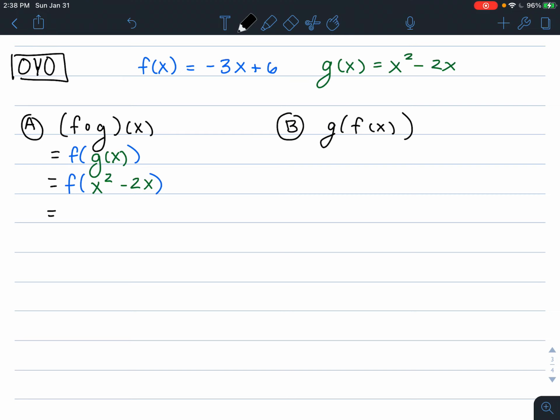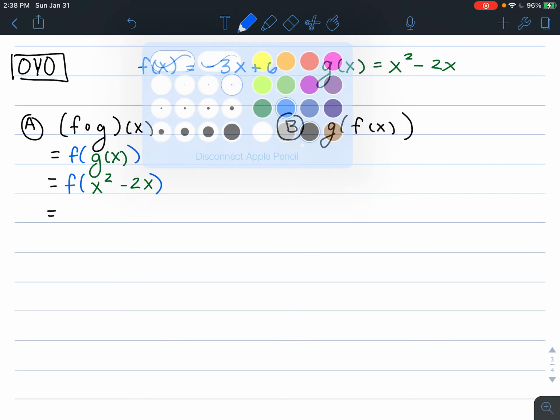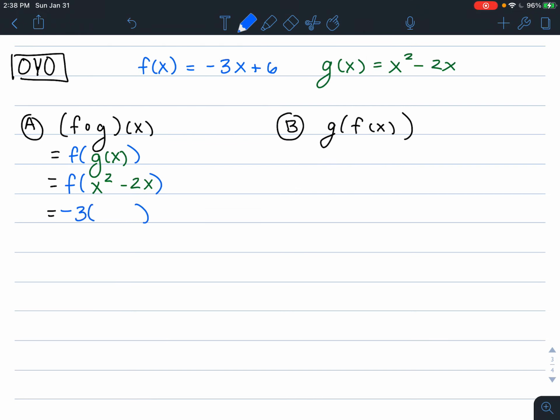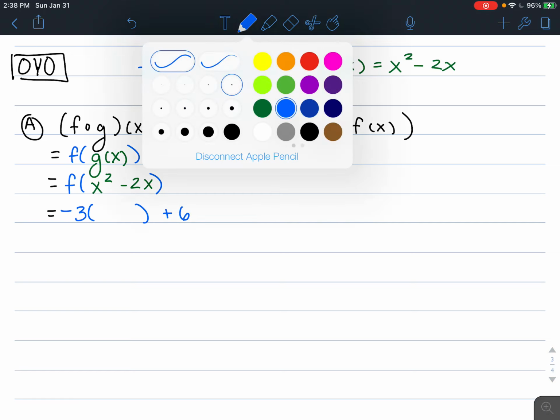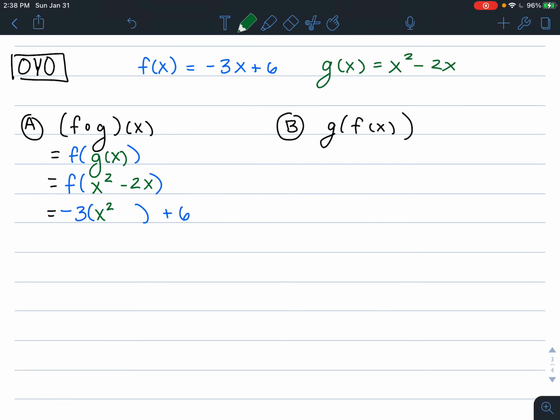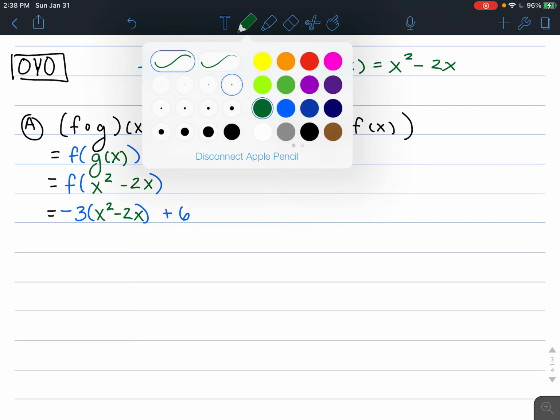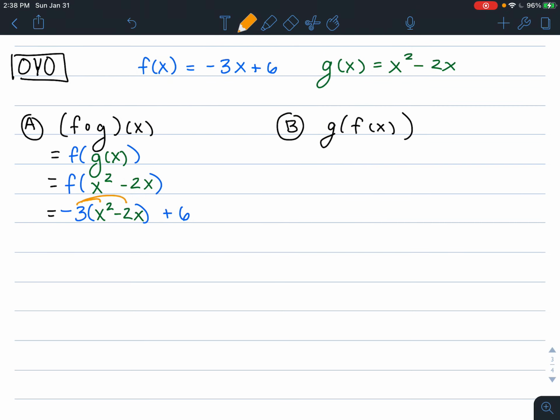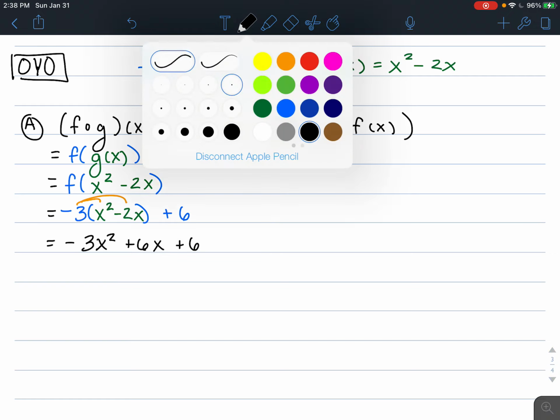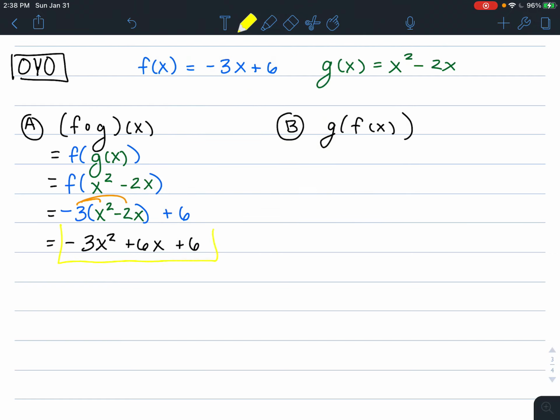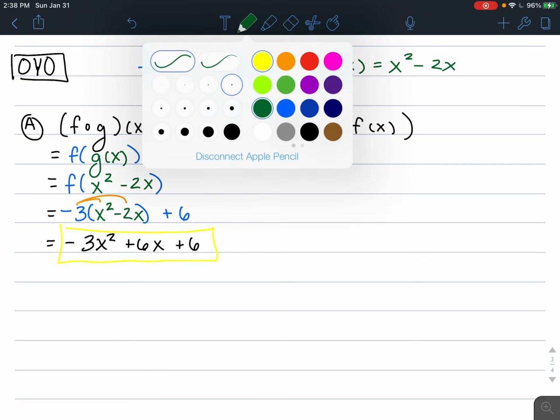Sorry about all the annoying color changing. Right, so f of x is just negative 3 times whatever you plug in plus 6. And I'm going to plug in x squared minus 2x. And then I'm going to distribute that negative 3 really carefully. So I get negative 3x squared plus 6x because of that double negative, plus 6. And then I don't have any like terms to combine, so I'm actually done. Right, short and sweet there.